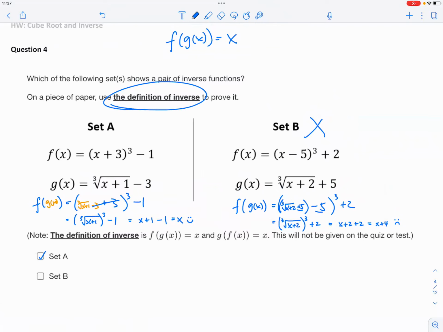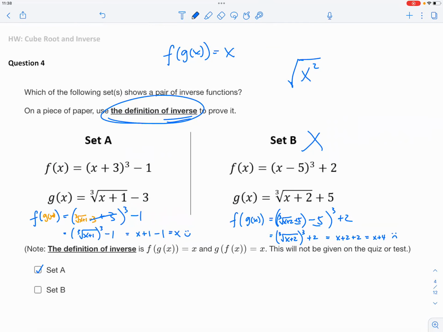So that's the typical procedure that you would use, the definition of inverse, to find out if those two functions are inverse of each other. And of course, the overall idea of what an inverse is, is that they should cancel out each other, just like x squared and square root of x, or square root and x squared. These two functions are inverses, so therefore they cancel out each other.